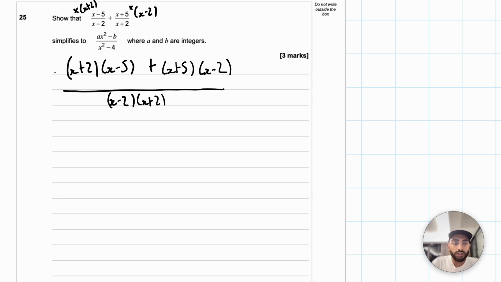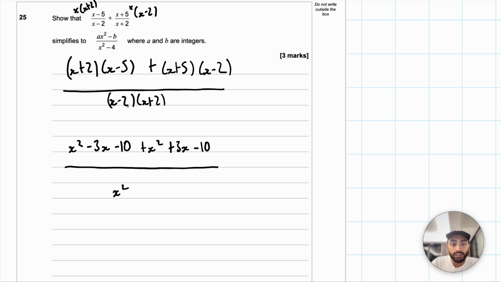All we need to do now is just combine and simplify. So we're expanding these two brackets. So x times x is x squared. And a trick you can use here, 2 take away 5 is negative 3, so it's negative 3x. And 2 times negative 5 is negative 10. And then for this one, I've got x squared. 5 take away 2 is plus 3, so plus 3x, and 5 times negative 2 is minus 10. And on the bottom, I can see I've got difference of two squares, so it's just going to be x squared. The negative 2x plus 2x cancel each other out, so it's just negative 2 times 2, which is negative 4. And you can see we've got that bit already.